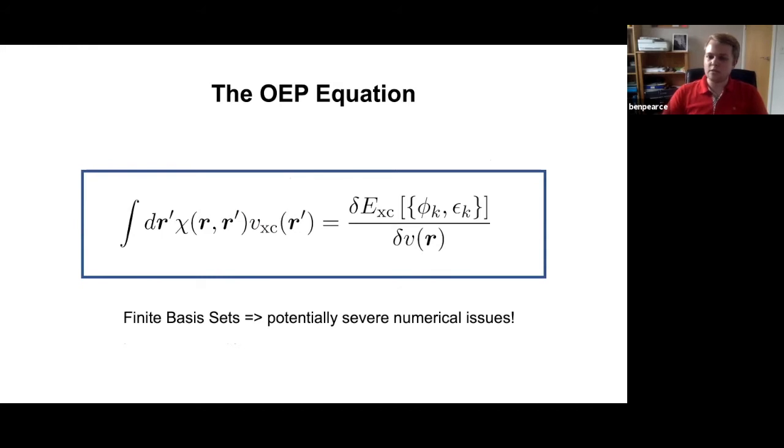However, in finite basis set applications, trying to solve this equation leads to potentially extremely severe numerical issues and really ugly oscillations, and yields some pretty pathetic exchange correlation potentials.